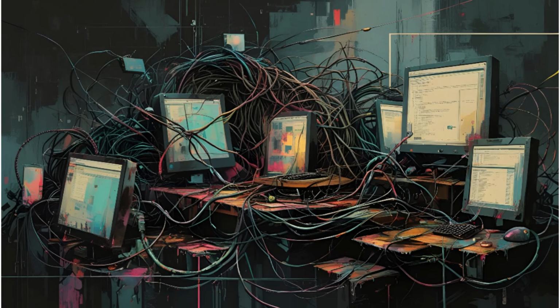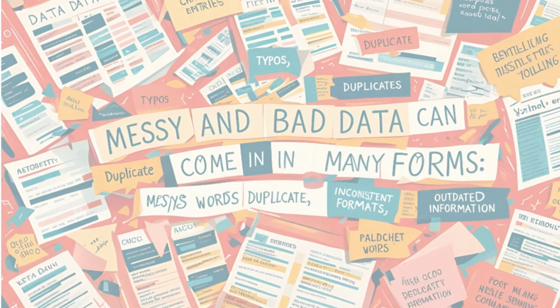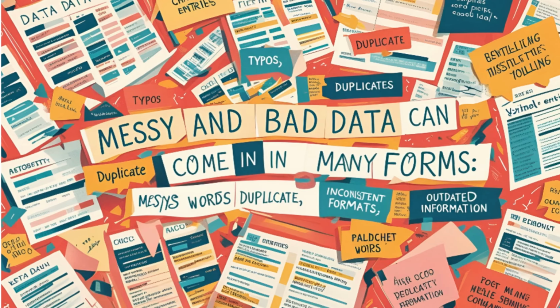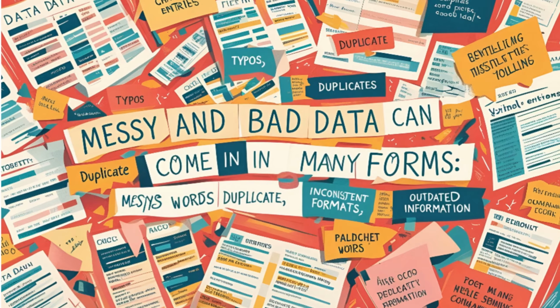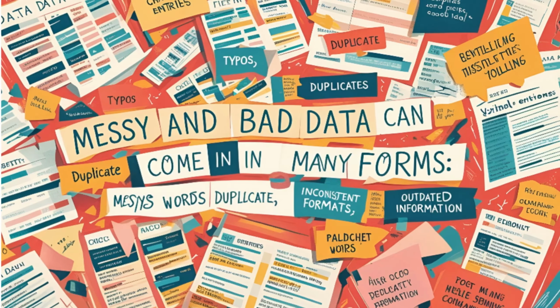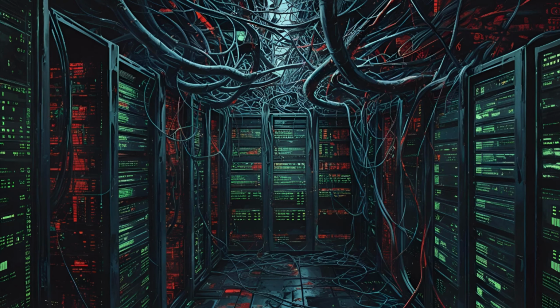Oftentimes, this data gets messy after a period of time. Messy and bad data can come in many forms: typos, duplicates, inconsistent formats, or even rows containing outdated information. And when this bad data reaches your application, it leads to dirty databases.